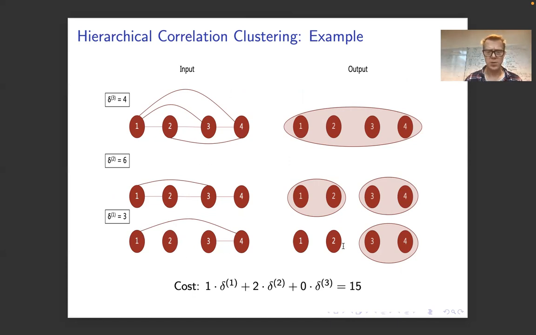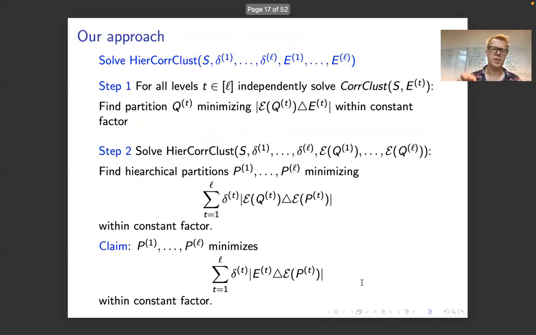Well, here on the lowest level, we lost this edge. On the level above, we lost this edge and this edge. And on this level, there is no difference. Okay. And then we have to multiply by the weights, and that's how we compute the cost. And we want to minimize this cost.